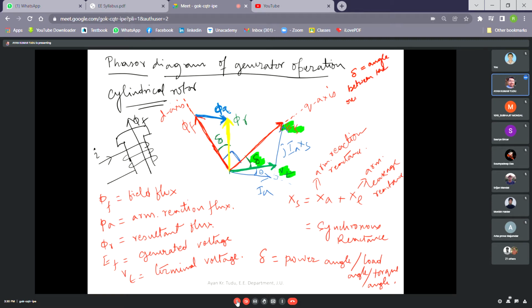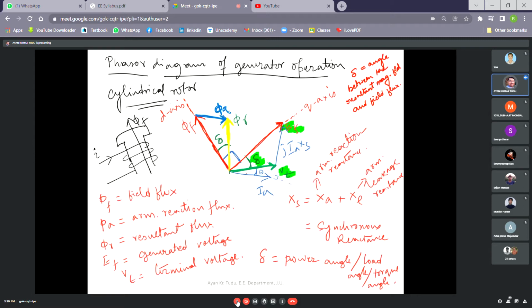between the resultant magnetic field and the field flux. Between the resultant magnetic field and the field flux. So this is our angle, that is our delta.